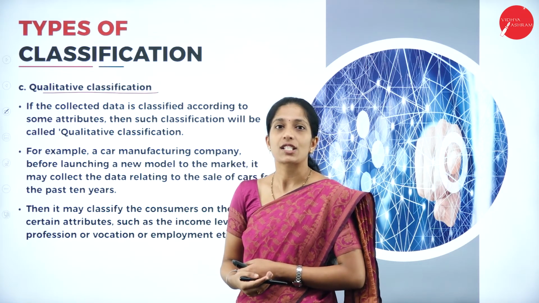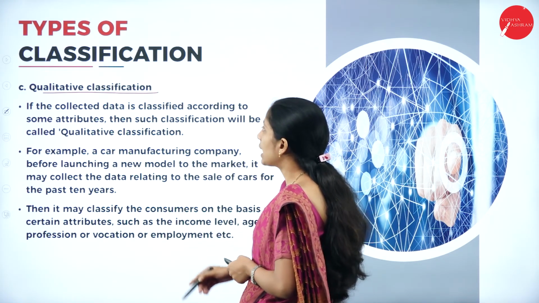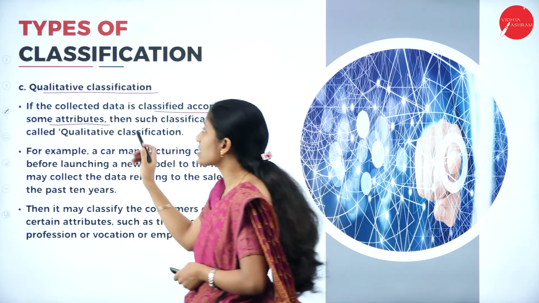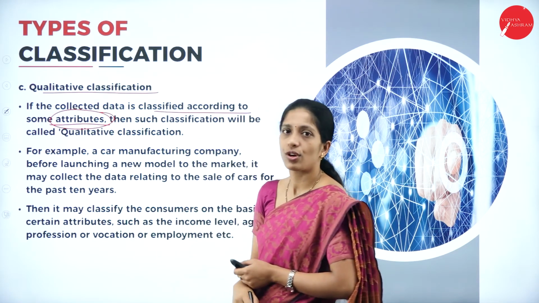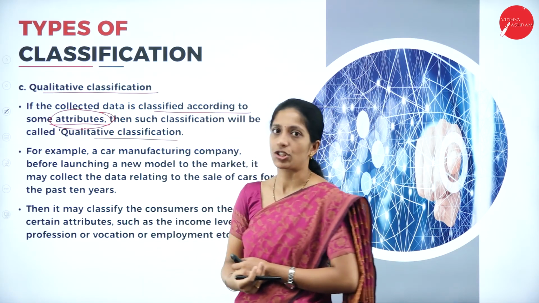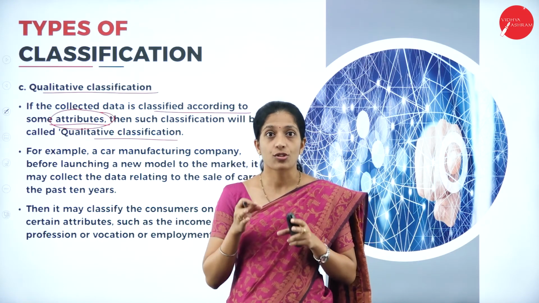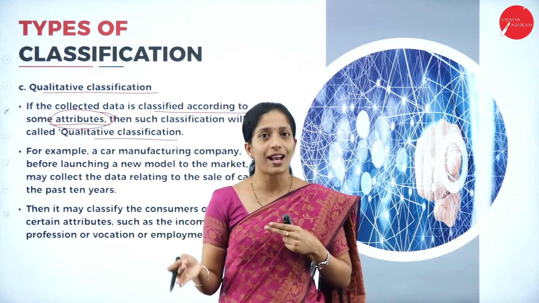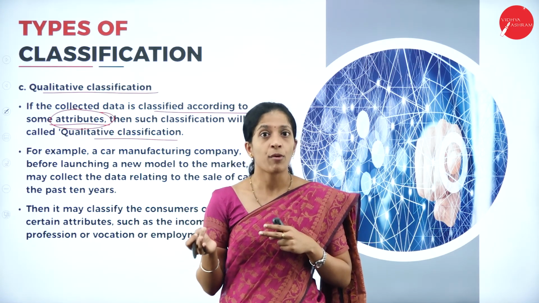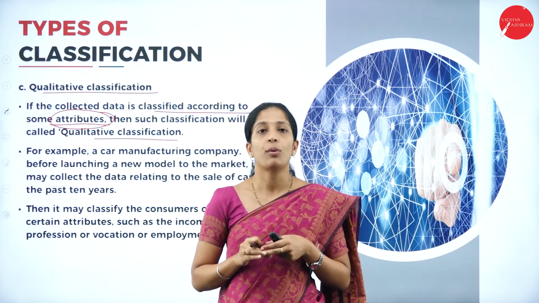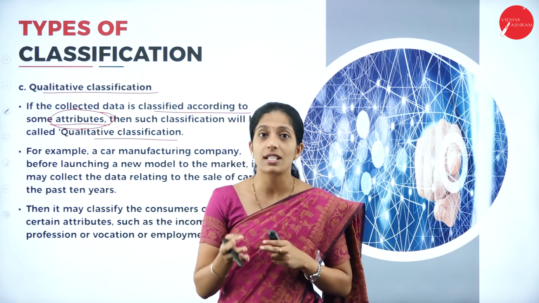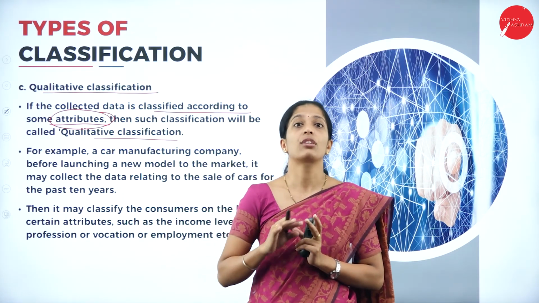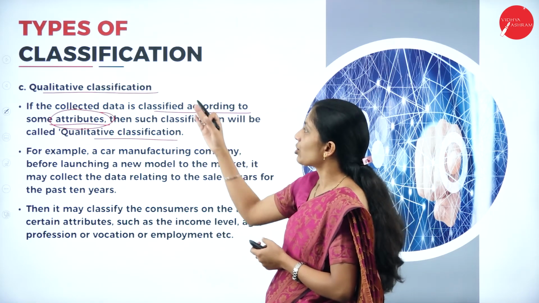Let us see what is this qualitative classification. If the collected data is classified according to some attributes, then it is known as what? Qualitative classification. Based on some attributes, it may depend upon their gender, their age, their qualification, the number of people who stay in their home. So some attributes I am going to decide in advance. Based on that, I am going to collect the information, or I am going to classify the information. That is known as what?